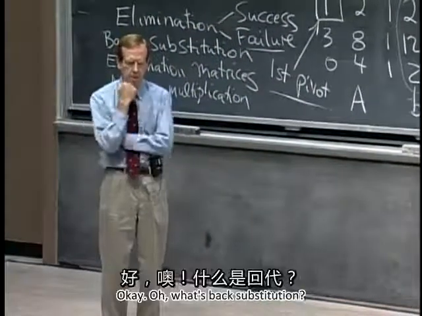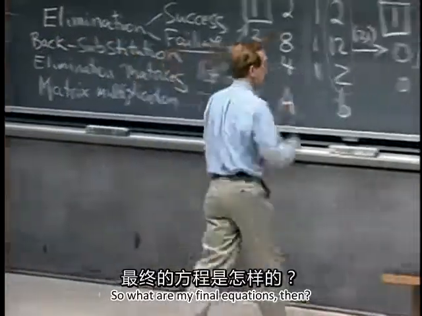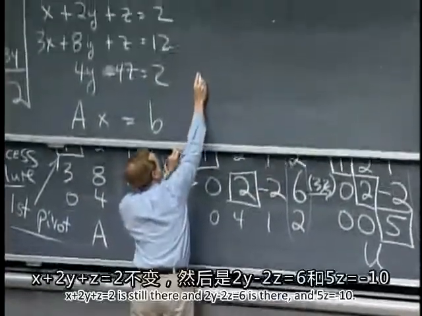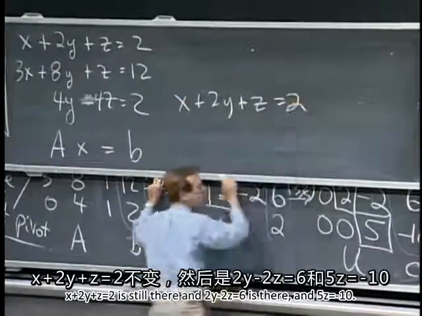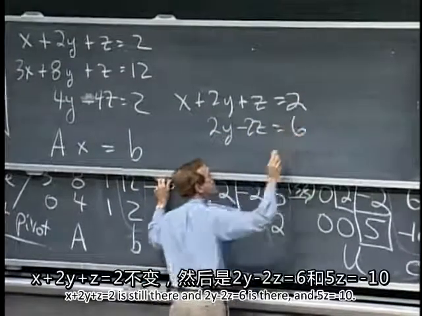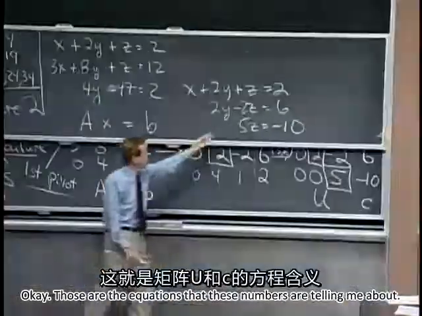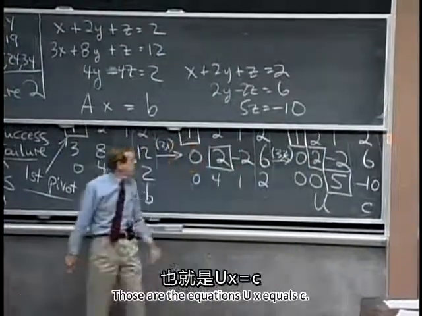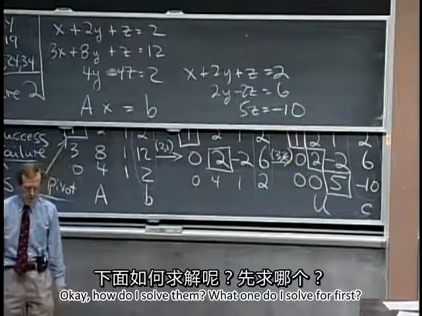Clean. Okay. Oh, what's back substitution? So what are my final equations then? Can I copy these equations? x plus 2y plus z equals 2 is still there. Then 2y minus 2z equals 6 is there. And 5z is minus 10. Okay. Those are the equations that these numbers are telling me about. Those are the equations Ux equals c. Okay, how do I solve them?